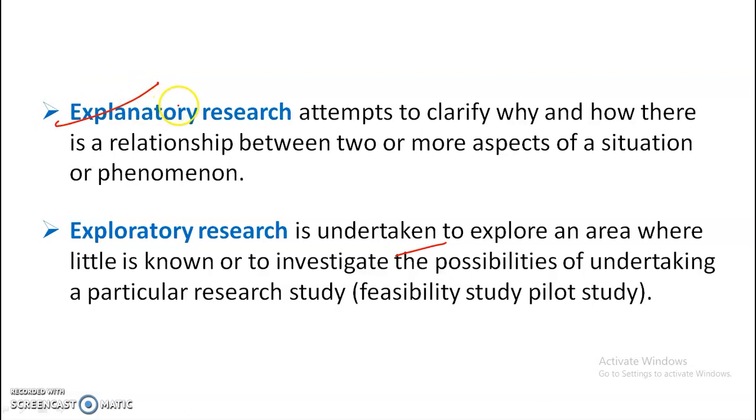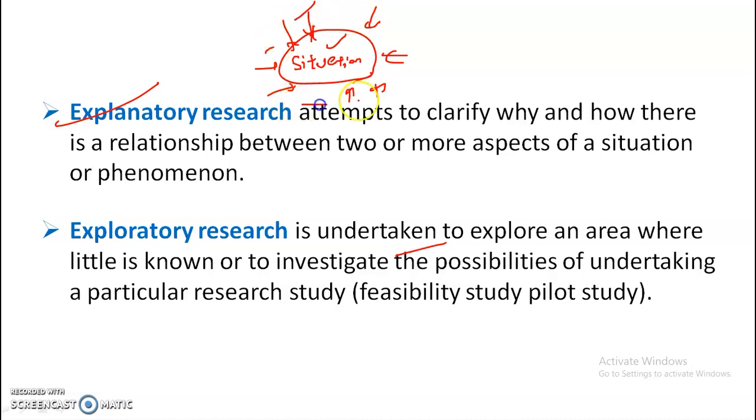And next, coming to explanatory research, this explanatory research attempts to clarify why and how. Is there any relationship between the 2 or more aspects of a situation or phenomenon? That means if you are taking any one situation, what are the parameters affecting this situation? What are the different types of parameters affecting the situation? And once you identify them, if you want to make the situation very good, or create a better situation, then how can we control these parameters? All these issues come under explanatory research, fine.